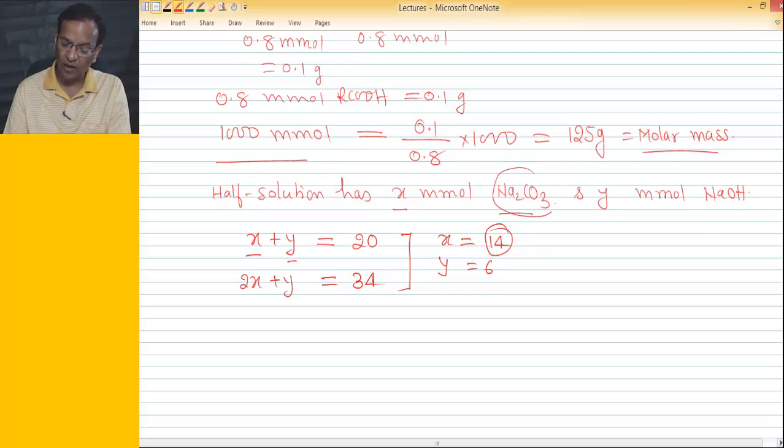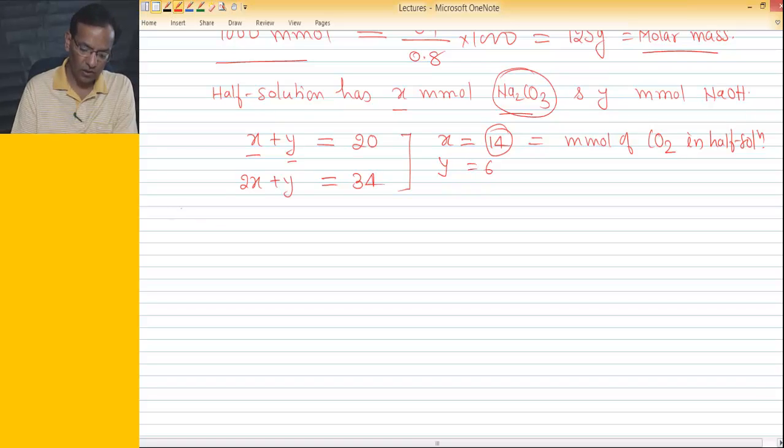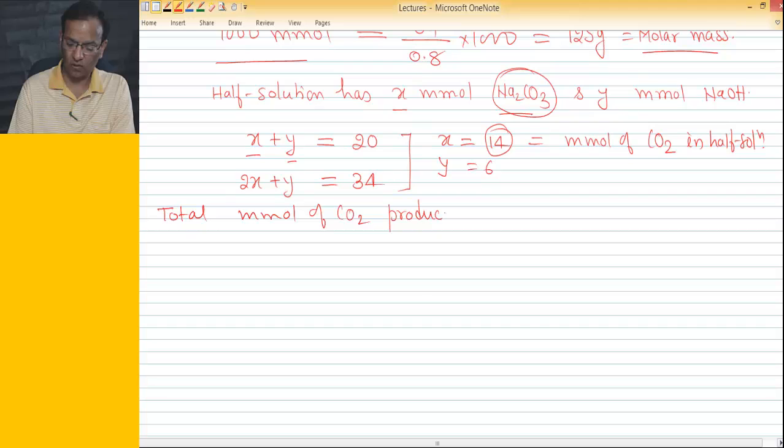Since sodium carbonate contains one carbon, 1 mole of CO2 will give 1 mole of sodium carbonate. So this is also equal to the millimole of CO2 in half solution. It was separated into two halves. So now we can say that the total millimole of CO2 produced is equal to 2 times this. So 14 into 2, 28.